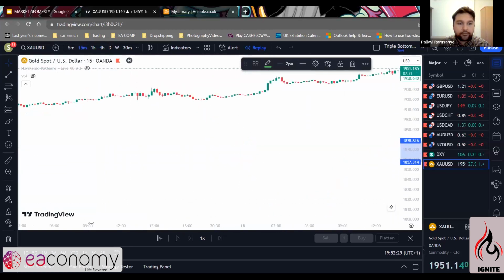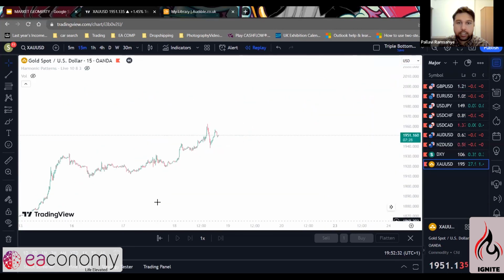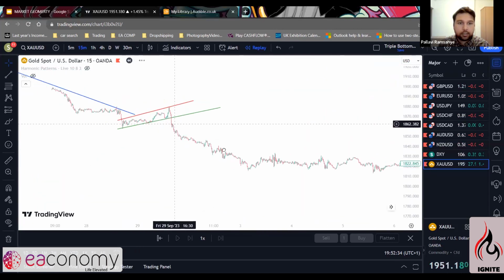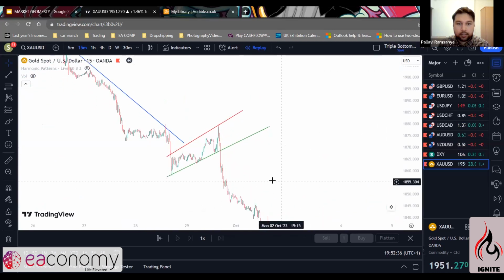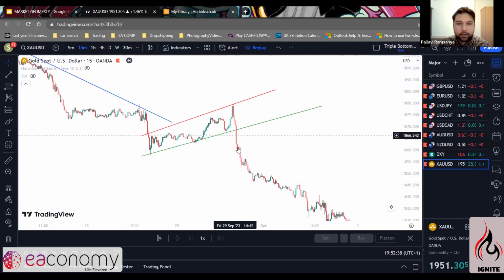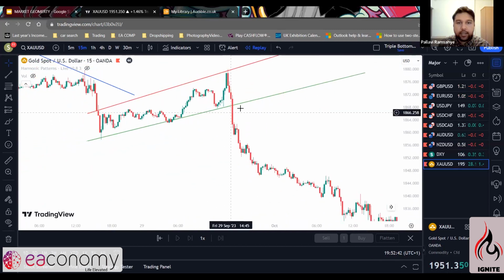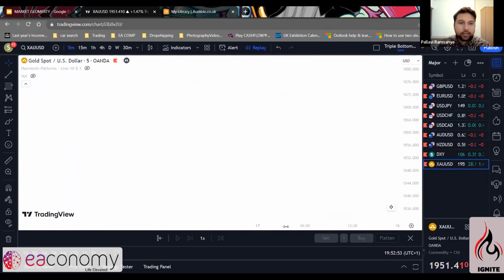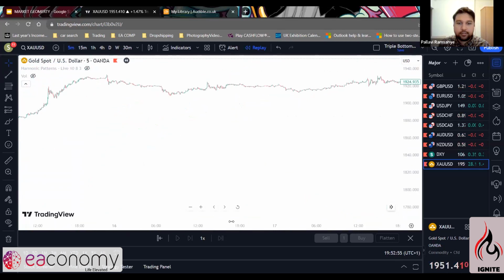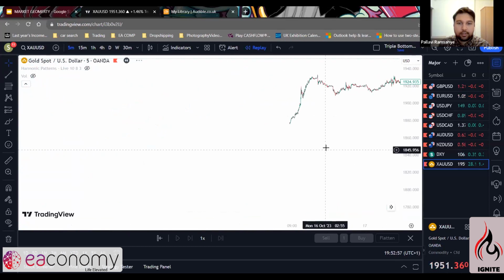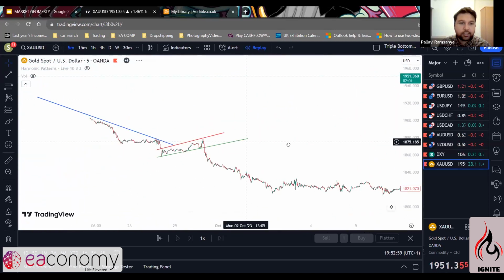Let's drop to the lower time frame to look for that entry. So you've got the breakout, but you don't have a retest. If you're trading this pattern, then obviously you can get in straight away at the breakout. Ideally, you do want that retest to give you a better entry.